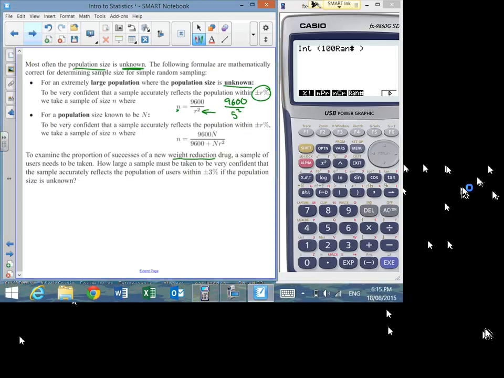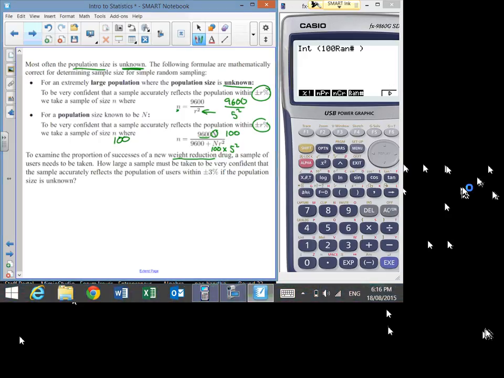When you do know the population, so let's say that there are 100 students doing maths in year 12, we need to take a sample of that. It's 9,600 multiplied by n, so in this instance, 100. And again, if we want to be accurate within 5%, divided by 9,600 plus 100 multiplied by 5 squared. And we pop that into our calculator, and that tells us how many people we need to sample.